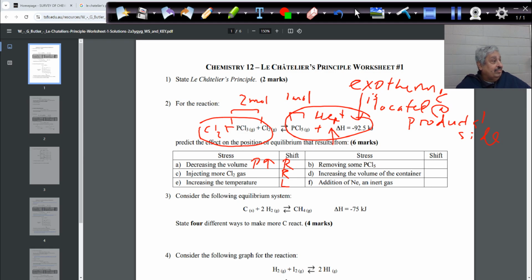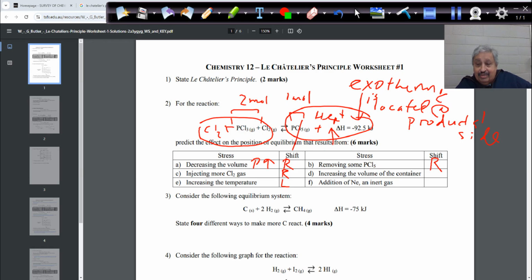Removing PCl5, the product, I'm removing this one out. Where will the shift be? The right arm, the products' arm, is missing one of its components, so this will be the lighter arm. The heavier arm will be on the left side. So where will be the shift? No, not to the left. You are removing the products, correct? So some of the reactants have to react to compensate for the loss of the products.